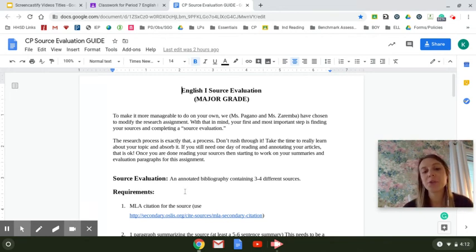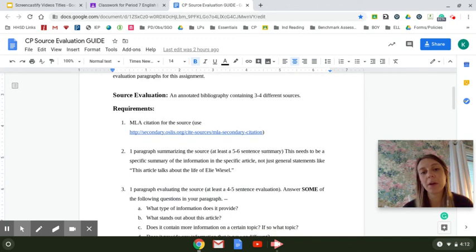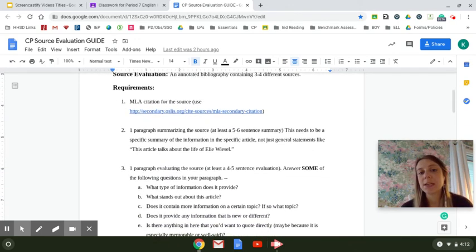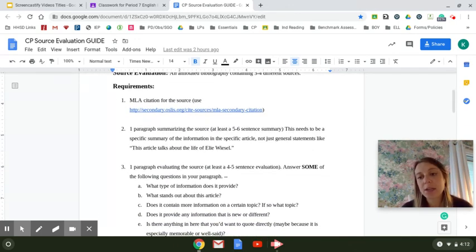So for each source, you have 3 things that are required. The first would be the citation for the source, which we did last week. So that's copying and pasting. The second is a paragraph summarizing the source. And this should be 5 or 6 sentences. It can be a little bit more. It shouldn't be less. It should be specific information that you got from that specific source or article.